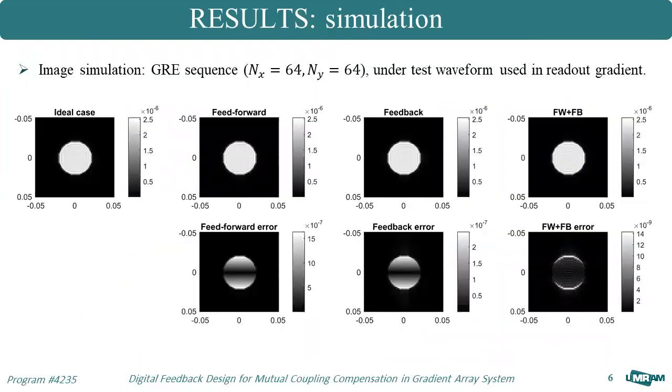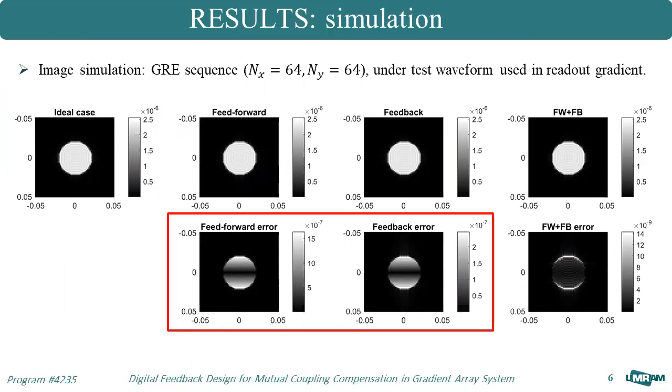We also did image simulations for different cases. We applied the GRE sequence and used the under-test waveforms as a readout gradient. The error between the ideal case and feed-forward, and also feedback, is in the range of 10 to the minus 7. However, for feed-forward plus feedback it is in the range of 10 to the minus 9, which shows a significant improvement.